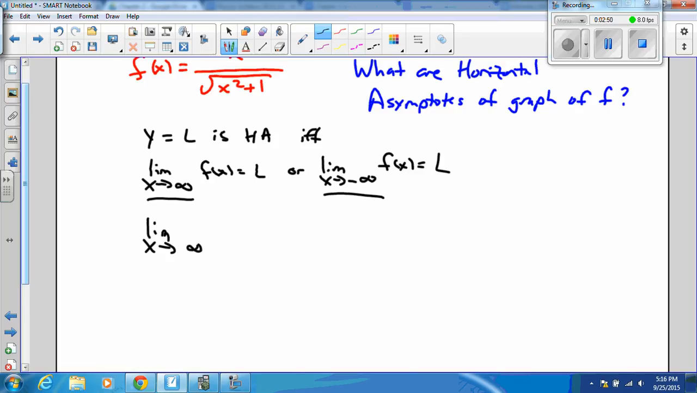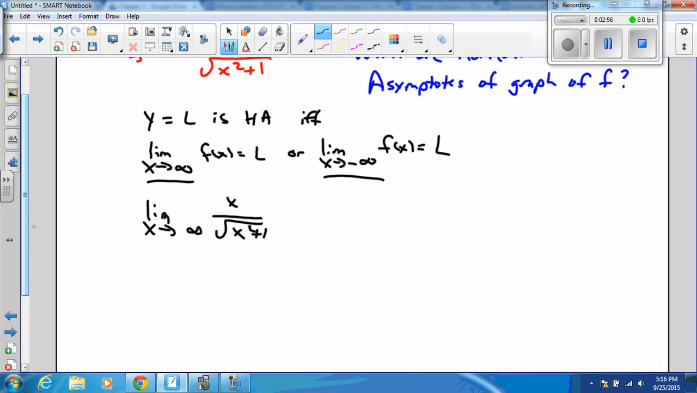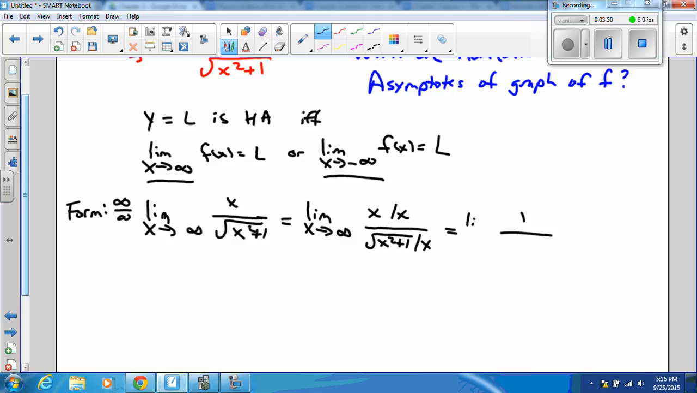Here we go. We're going to take the limit as x goes to infinity of x over the square root of x squared plus 1. And we immediately notice that the form of this limit is infinity over infinity, or an indeterminate form. And so we want to do a little bit of algebra. And the algebra that we want to do is to divide top and bottom by the highest power of x in the numerator, which is x itself. So I'm going to divide x over x here, and I'm going to divide the square root of x squared plus 1 over x here. Now the top is easy, that's just 1.